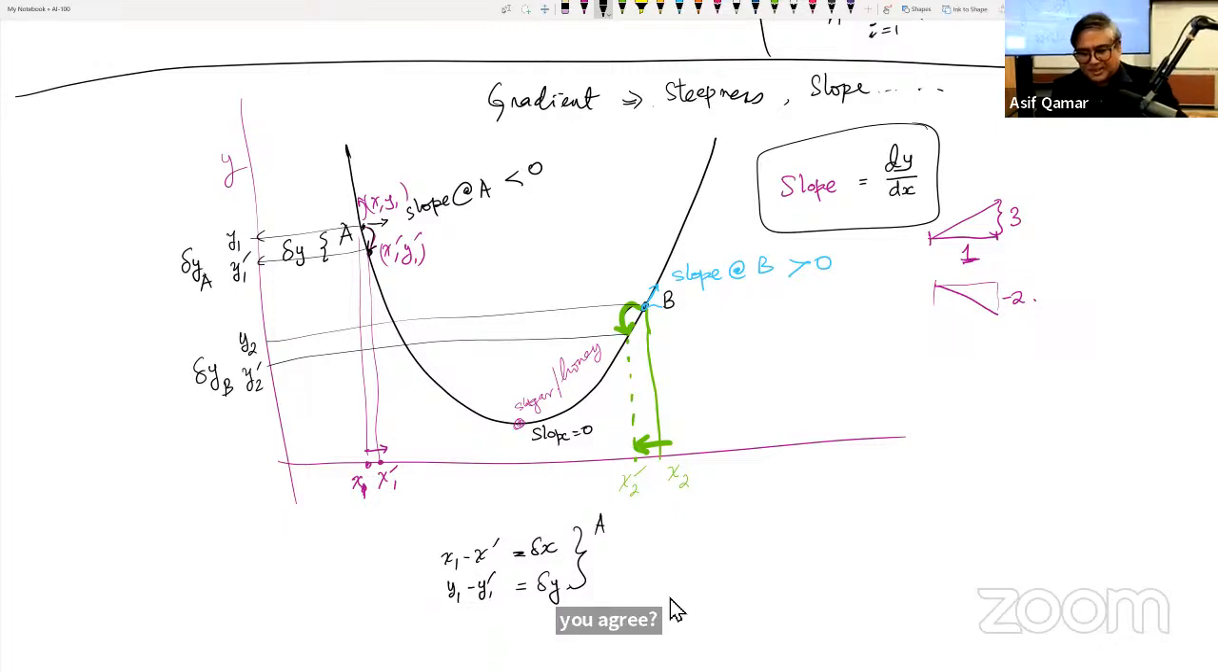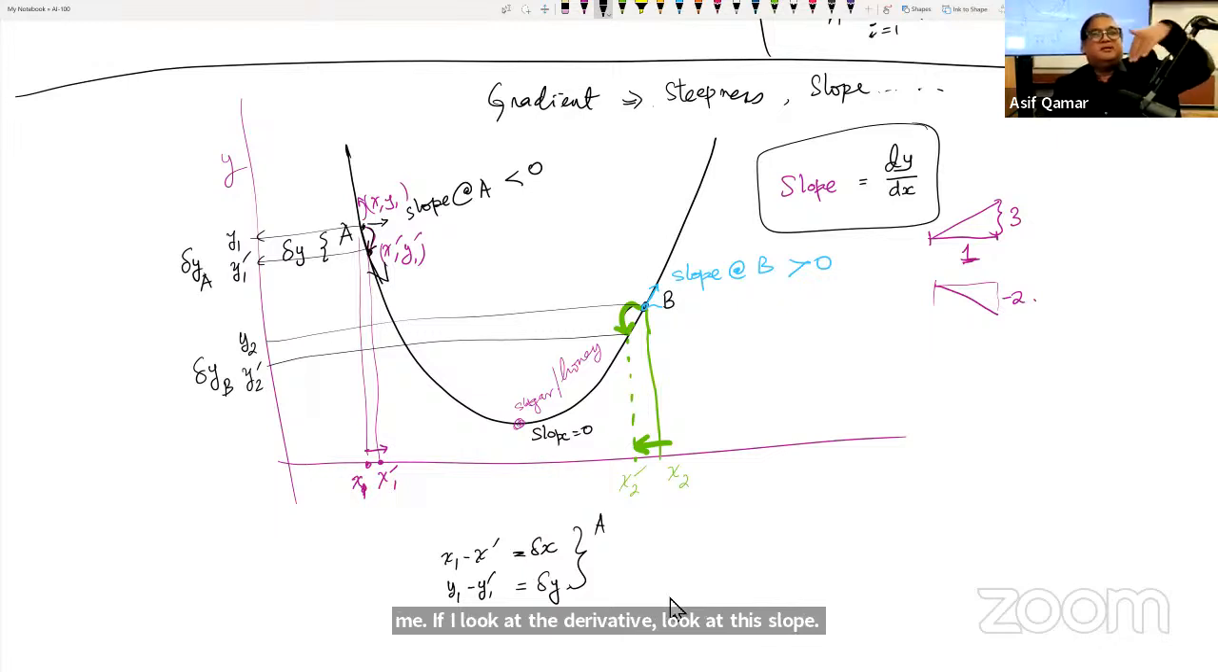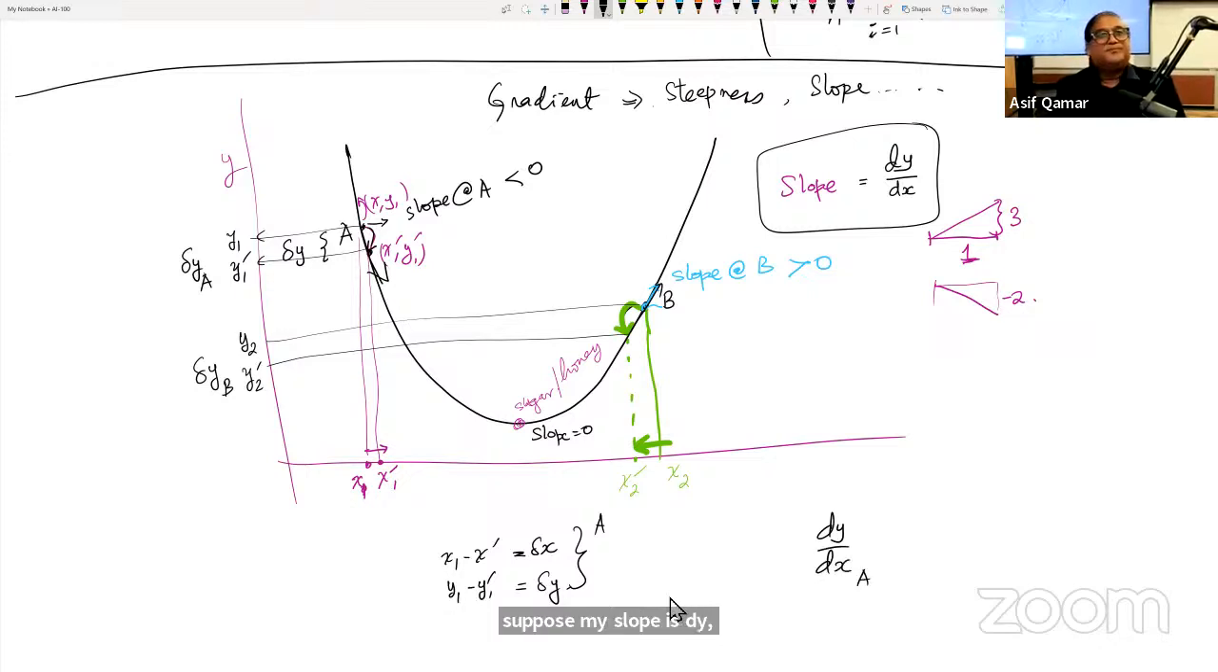Now, tell me, if I look at the derivative, look at this slope, which way is the tangent or the slope going? The slope is nothing but the direction of the line that is just tangential to it, right? So the tangent is down, right? Suppose my slope is dy by dx at A, right? And I want to ask this question, that at this particular moment, if I want to decrease the loss just a little bit, so forget loss, y a little bit, what do I need to do?